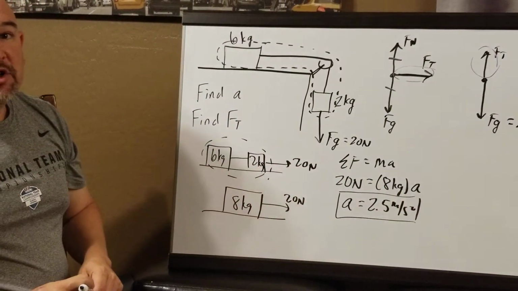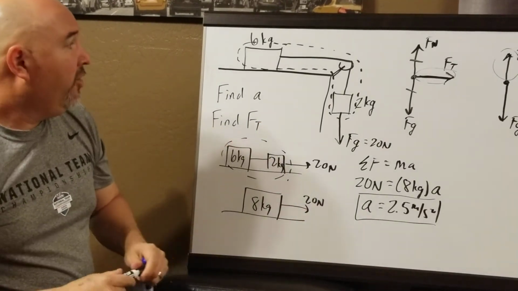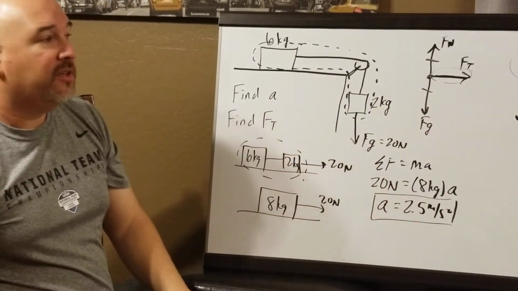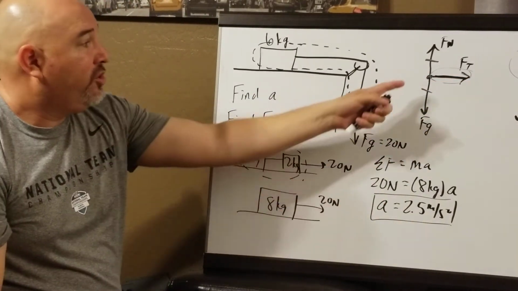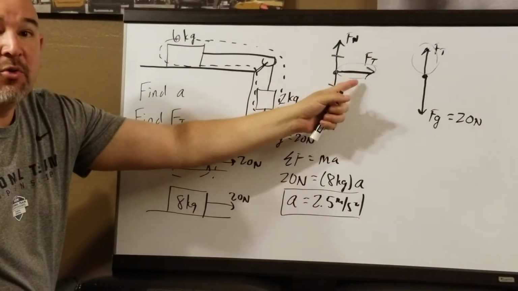Now, my second question was to find the tension of the cable. If I want to find the tension of the cable, I have to choose one of my free body diagrams. It doesn't matter which one you do. I'm going to choose this one because I don't have to worry about a down and an up. I just have to deal with one force right there.